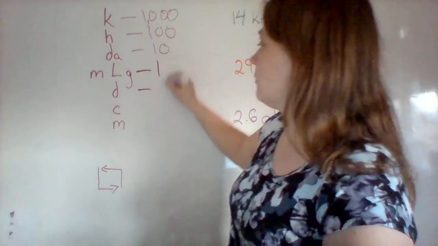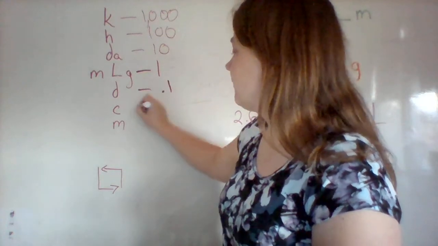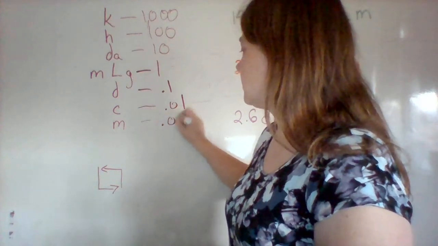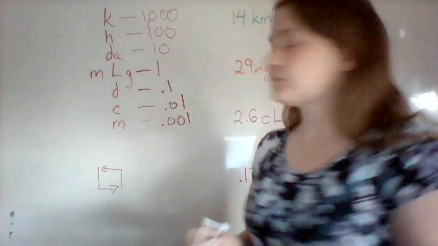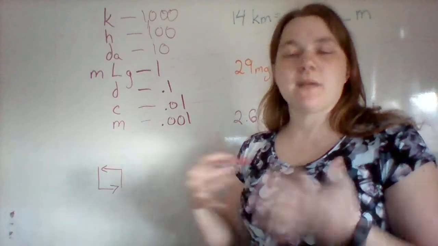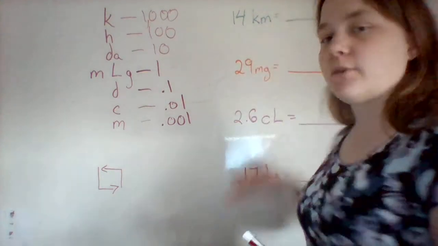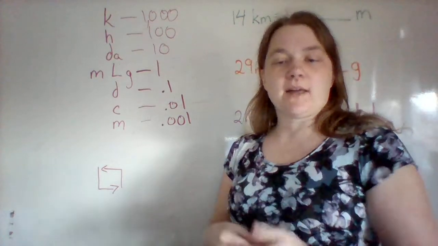So instead of 1, it becomes 0.1, 0.01, 0.001. Now, that seems to be a little bit complicated, but once you see how it works and how the converting can go, it's going to make a lot more sense.